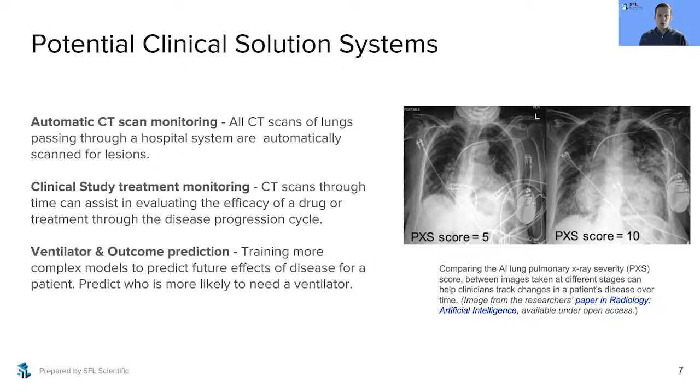Another way this would be used, that I already referred to earlier in the presentation, is clinical study treatment monitoring. Here we would track the data from CT scans of COVID patients undergoing treatment and therapy to give more data to the researchers. This should help streamline and collect the necessary data for the development and approval of new drugs and treatments. And the last use case would be ventilator and outcome prediction. This would require further research and development, but a model similar to this could potentially be used to predict whether a patient will need a ventilator or an ICU bed, which would help hospitals manage capacity and specialized treatment plans for during and after COVID patient care.